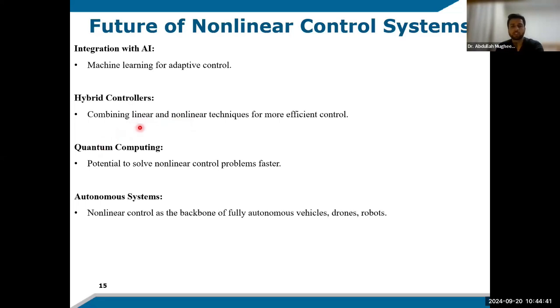So we can use quantum computing. It has the potential to solve nonlinear control problems faster, right? Quantum computing is one of the most promising domains for nonlinear control designs, because complex higher-order mathematical equations are not easy to compute, and they may take a lot of time to design. So we go for approximations, which are not very accurate in certain scenarios. If we have these quantum computers, they can be used really well. Autonomous systems: nonlinear control as the backbone of fully autonomous vehicles, drones, robots. So systems that can make decisions on their own. If we're talking about decisions, nonlinear control techniques will give you the best decisions.